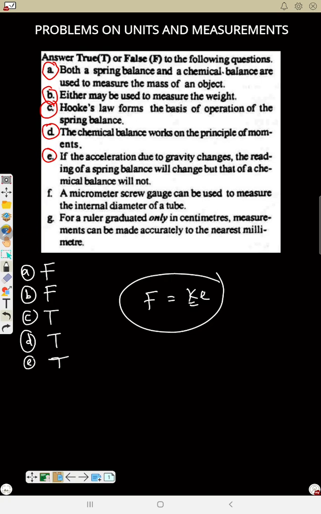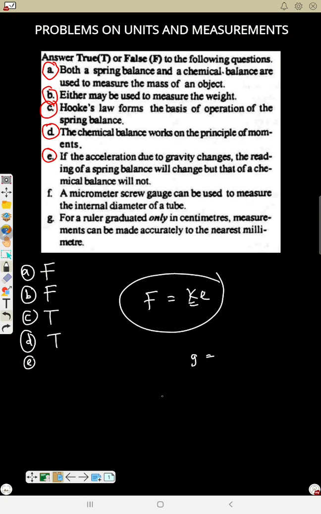Now E, which we are in D now. If the acceleration due to gravity changes, the reading of the spring balance will change, but that of chemical balance will not. Now, to understand this better, if the acceleration due to gravity g changes, the reading of the spring balance will change, but that of chemical balance will not.